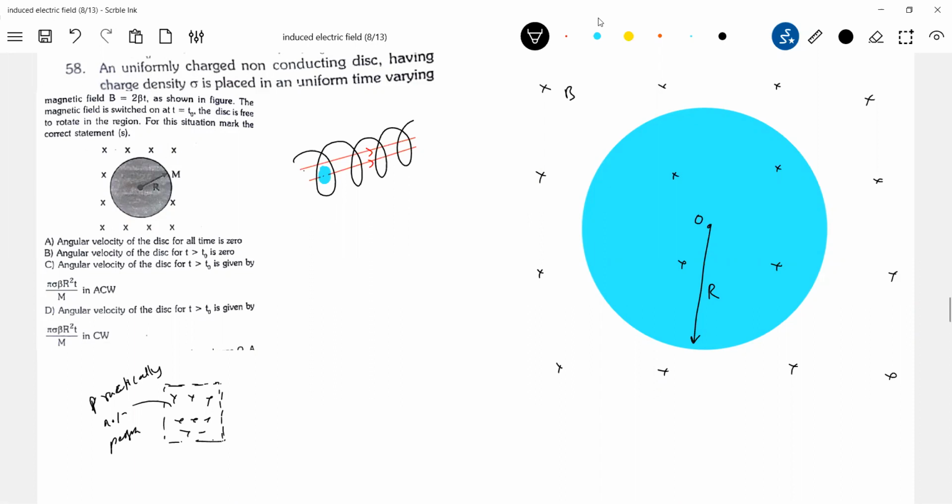And let's come to this. Now B bar is increasing. So will there be any induced electric field? Yes. So I'll assume a strip. Let it be. Now I'll assume a circular strip.